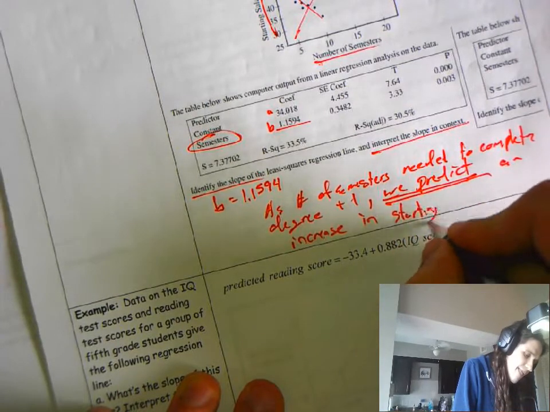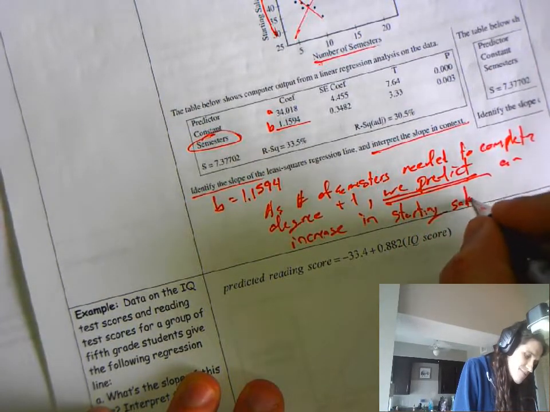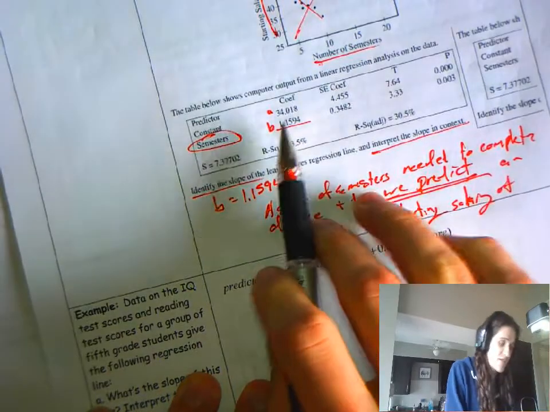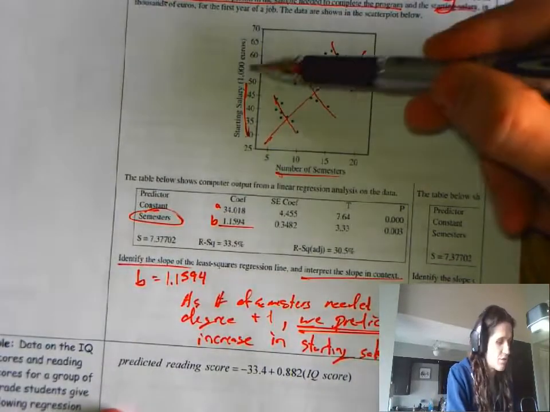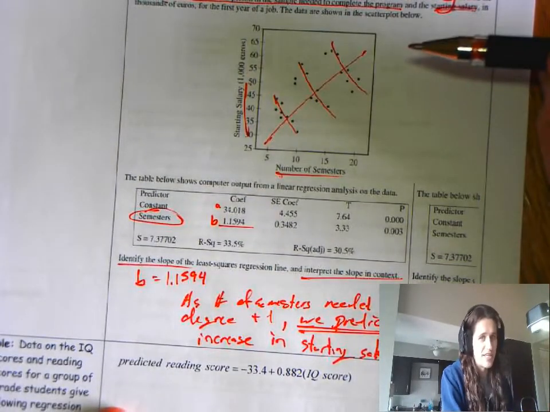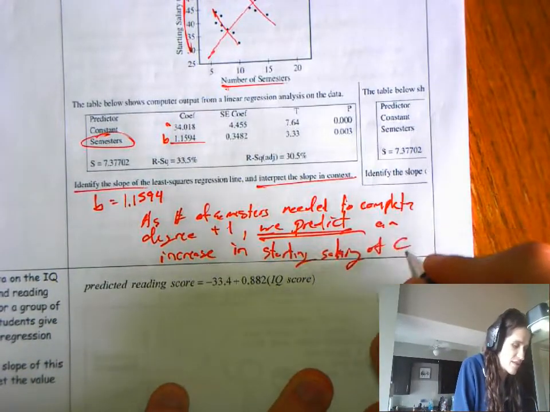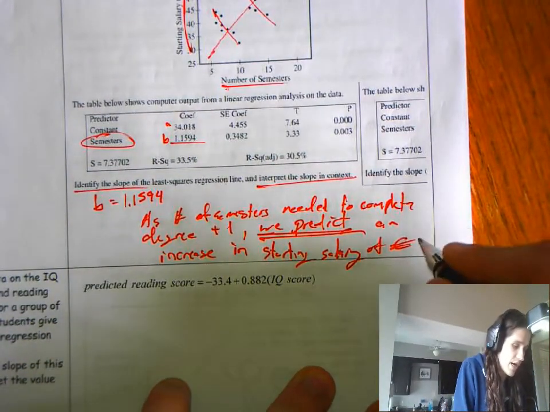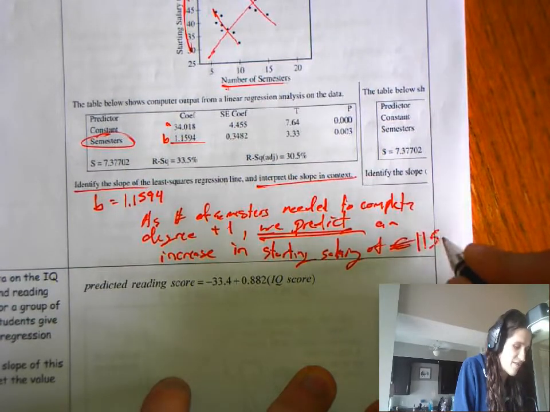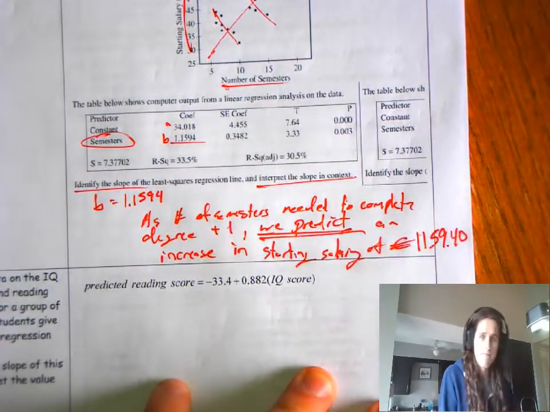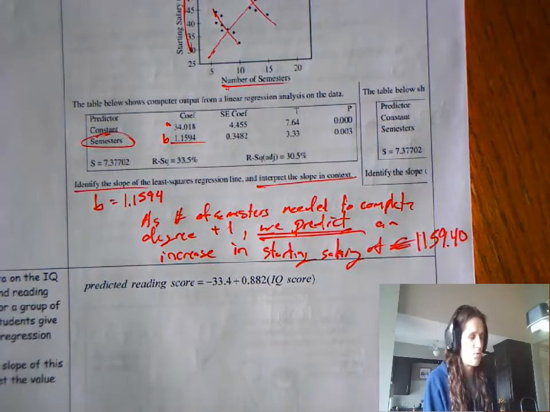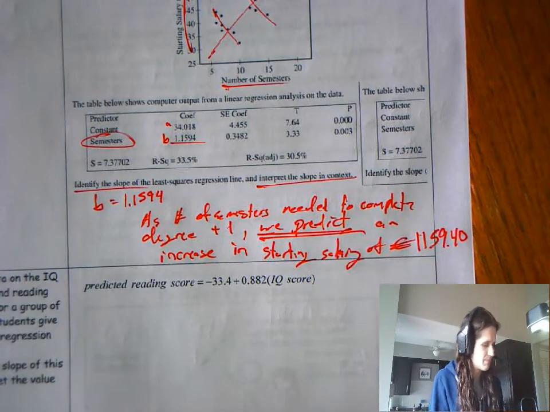Starting salary of, I could write 1.1594, but it's in 1,000 euros. So I'm just going to move the decimal over 3 places and write that it's really talking about, I think this is the symbol for euros, 1,159.40. I think that's the euro symbol. We're going to go with it.